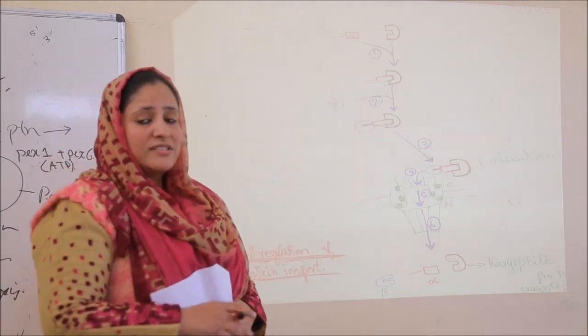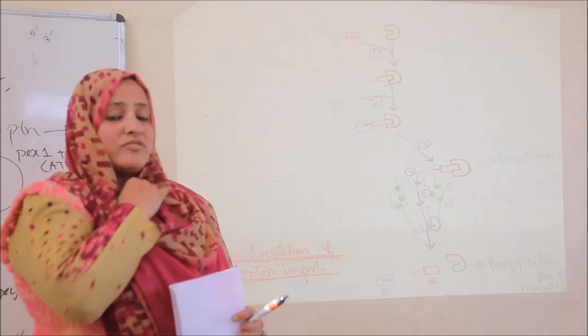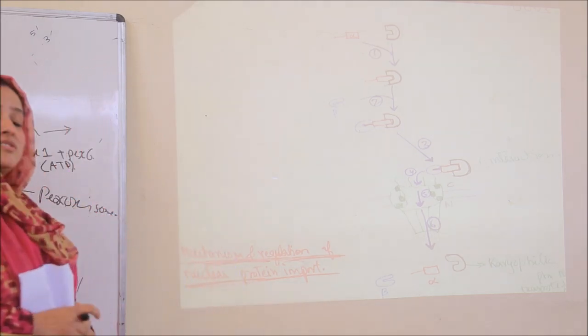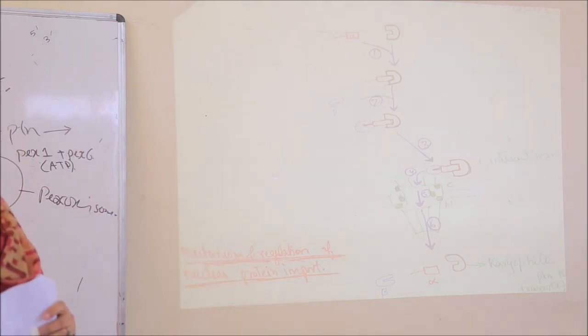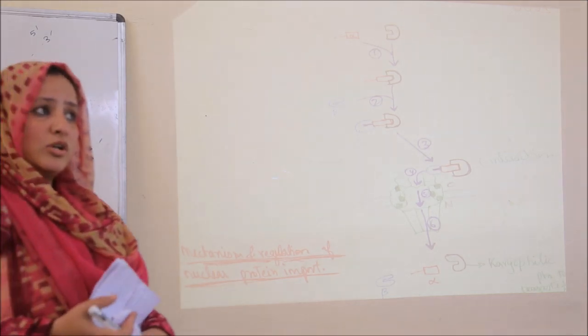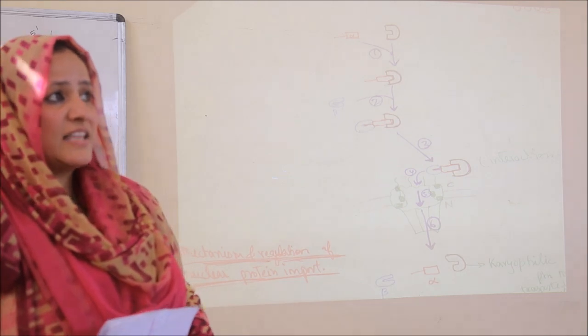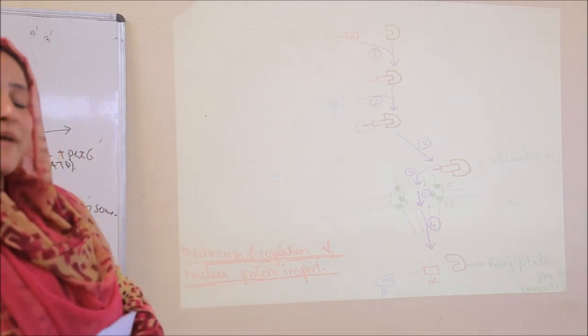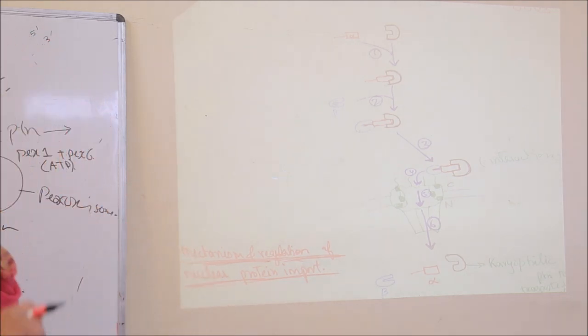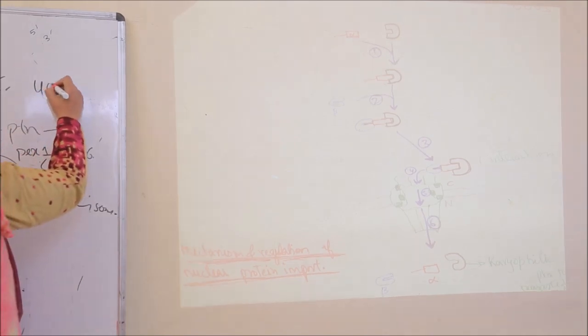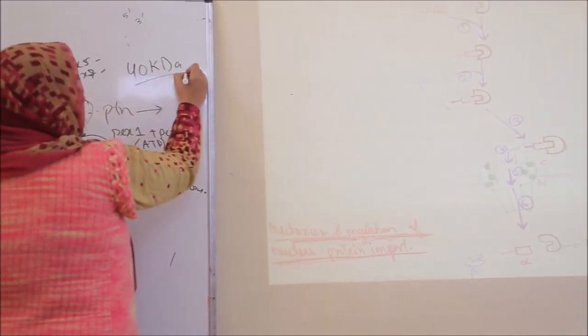In the case of the nucleus, there are two different types of transportation systems. First is free diffusion, and second is active transport. Free diffusion takes place when the molecule is less than 40 kilodaltons. If the macromolecule is greater than 40 kilodaltons, then active transport takes place.